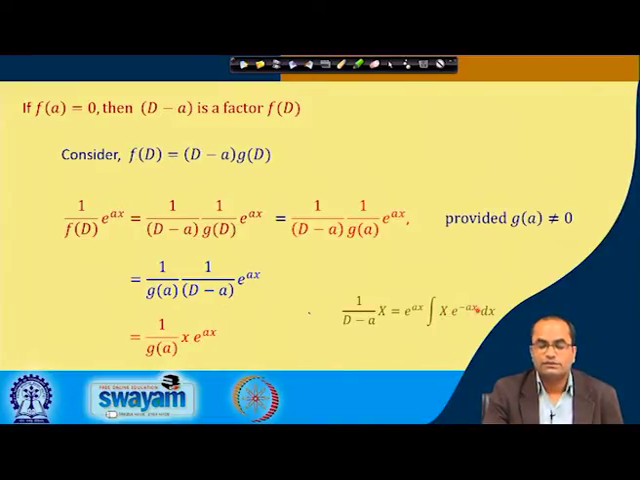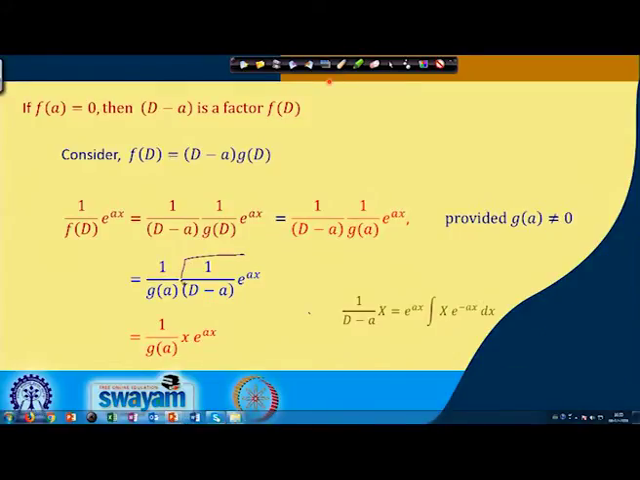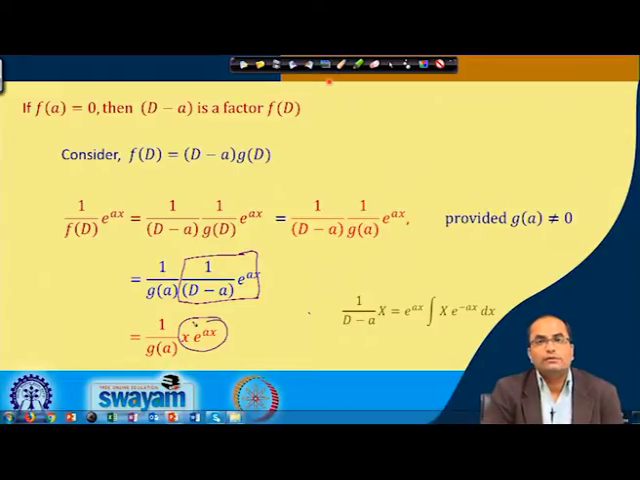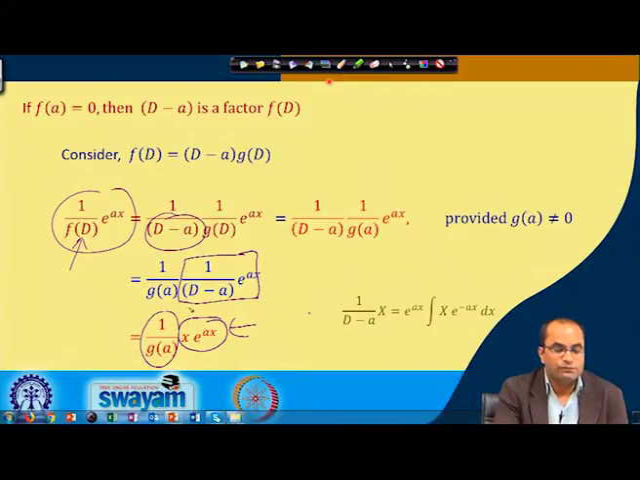So, the integral of this 1 dx will be just x. So, we get here the x. So, the inverse operator 1 over D minus a, operating on e power a x, will give us x e power a x, and this 1 over f(a) is sitting as it is. So, what we got now is that if 1 over f(D) operates on e power a x, and f(a) is equal to 0, it must have a factor like D minus a, and the value will be, when we have 1 over D minus a, x e power a x of this operator.